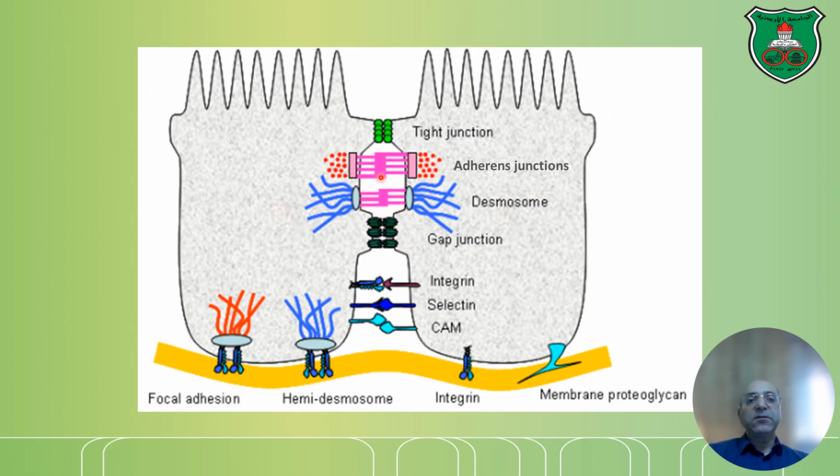Then we have desmosomes, right? So you have these interactions between different desmosomal cadherins, and they interact with the intermediate filaments. And we have gap junctions. We have these channels as well. Okay, so things can move from one cell to the other.